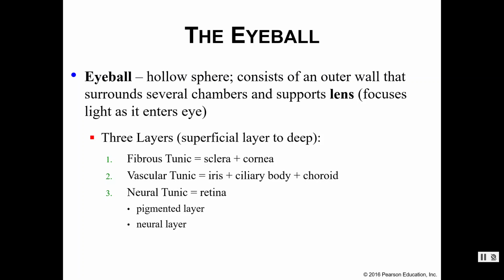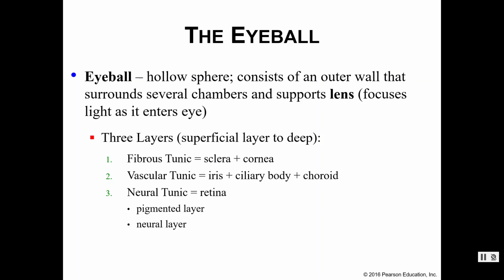Each layer, of course, is made of multiple parts, because of course it is. You've got your fibrous tunic, your vascular tunic, and your neural tunic. Okay, remember, tunics are layers. And you can see here that your fibrous tunic is your sclera and your cornea, but we're going to do one at a time anyway.